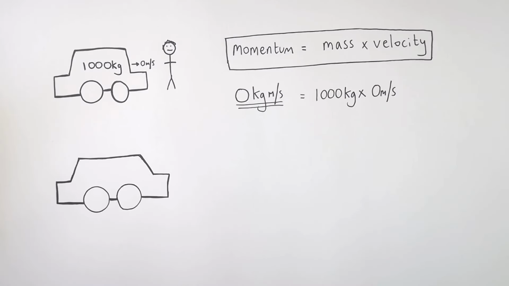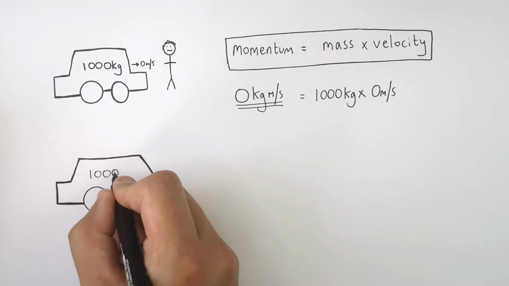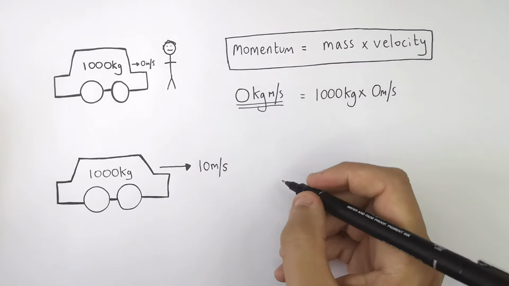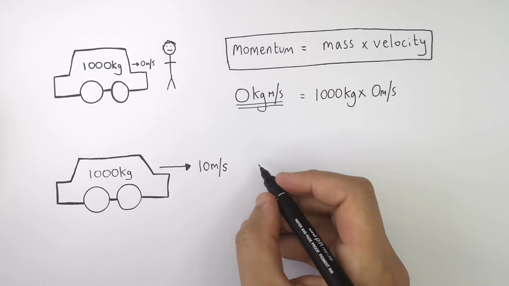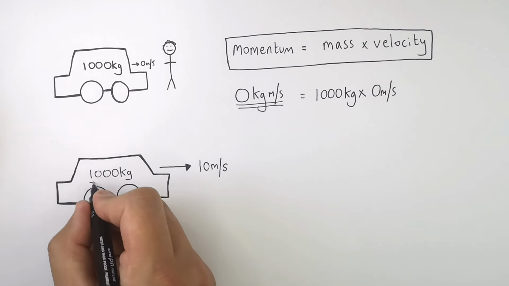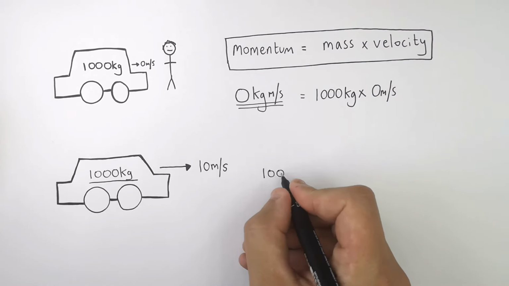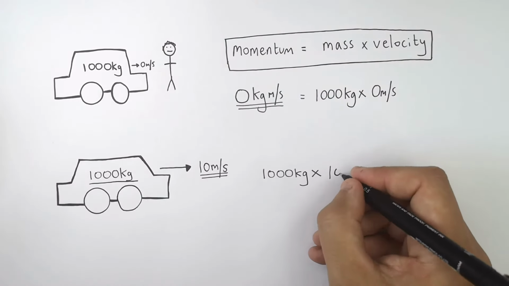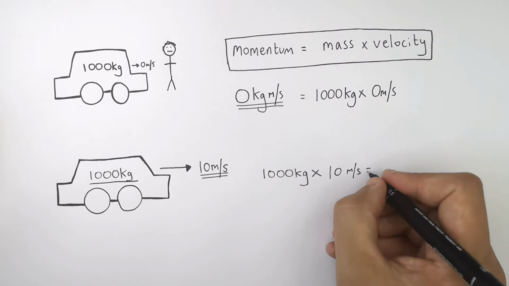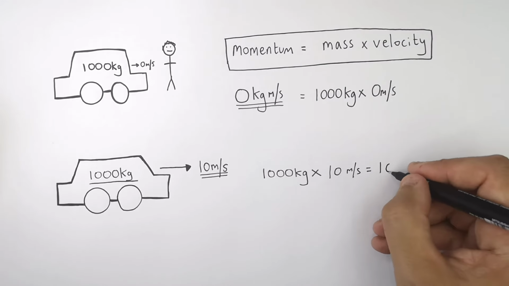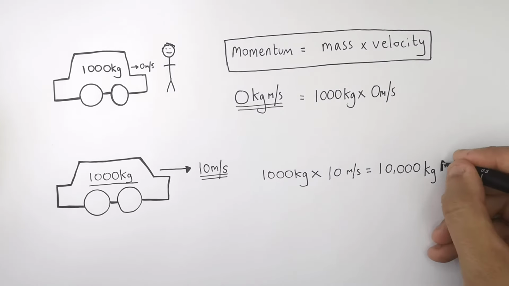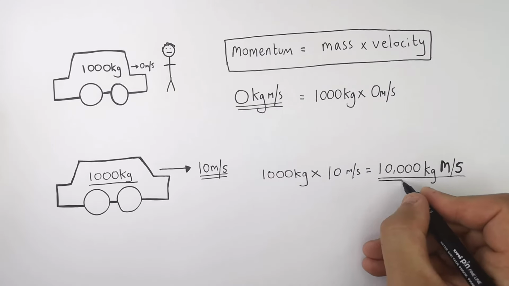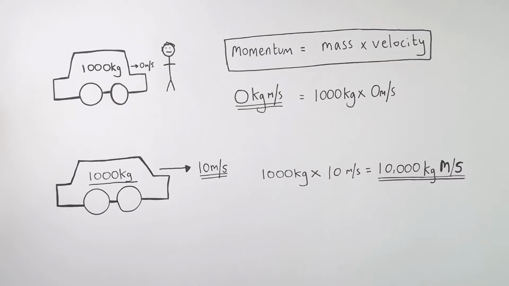However, if the person was to walk out in front of this car, which also has a mass of 1,000 kilograms, but is moving with a velocity of 10 meters per second, then they're going to be hit by a car with momentum. So to work out the momentum of this car, you multiply its mass, m, which is 1,000 kilograms, by its velocity, v, that's 10 meters per second. So the momentum of this car is going to be 10,000 kilogram meters per second.